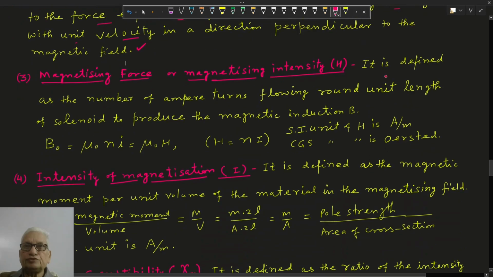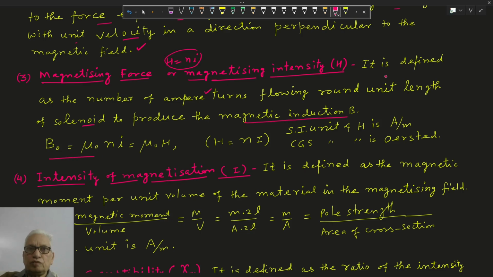Now the magnetizing force H equals Ni. It depends on the number of turns and current per unit length multiplied by I. It is defined as the number of ampere turns flowing around the unit length of the solenoid to produce the magnetic field induction. The formula in vacuum is B naught equals mu naught Ni, so this is mu naught H, meaning H is equal to Ni. The SI unit of H is ampere per meter, the CGS unit is Oersted.